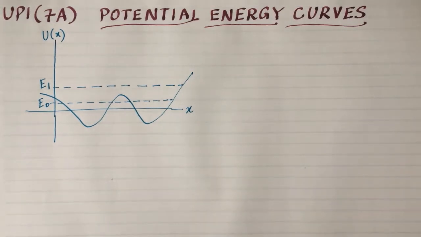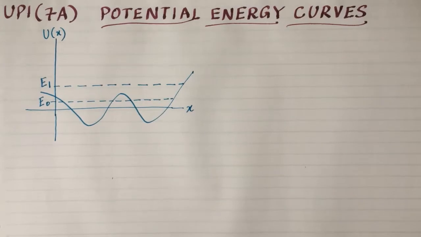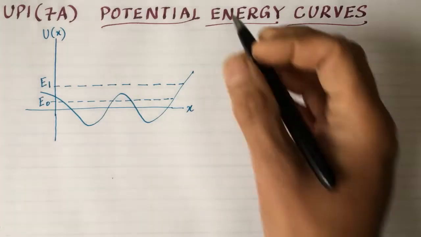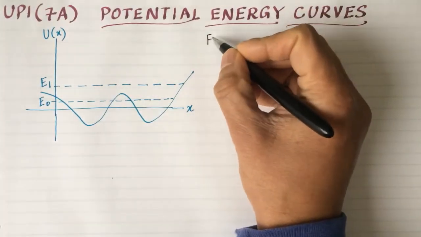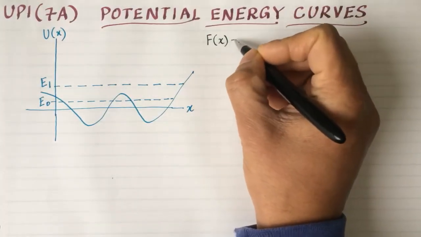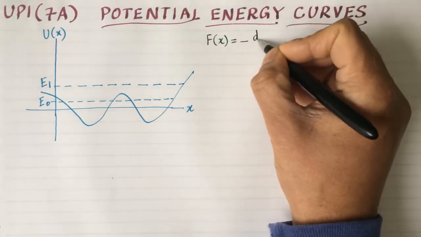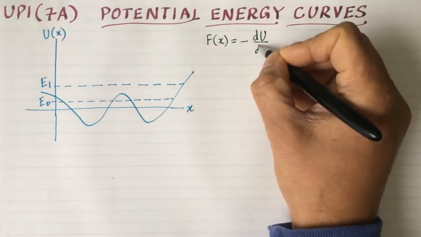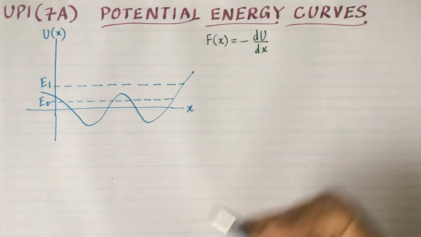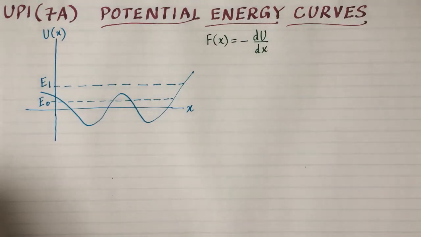Let's start out by talking about the general properties of potential energy curves. For simplicity of discussion, I will take the potential to depend on only one variable, which is x. The force f of x is given by the negative derivative of the potential. Now what this corresponds to in terms of graphical features is that du by dx is the slope of the graph.